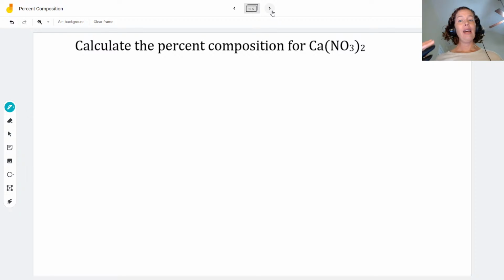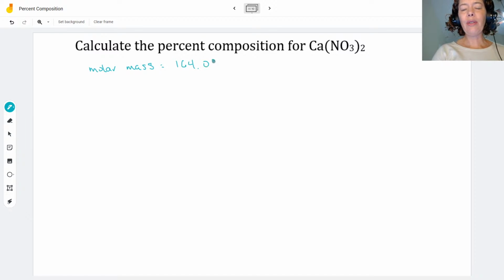Hopefully you're finding these fairly easy, and maybe you just needed a reminder or to see how to use the multipliers, which is why I set up this next problem here, because we have parentheses, so we've got a different kind of multiplier. Again, we are calculating the percent composition, which means we need the percent composition for calcium, nitrogen, and oxygen. Let's get the molar mass first. So our molar mass for calcium nitrate is 164.086 grams per mole.